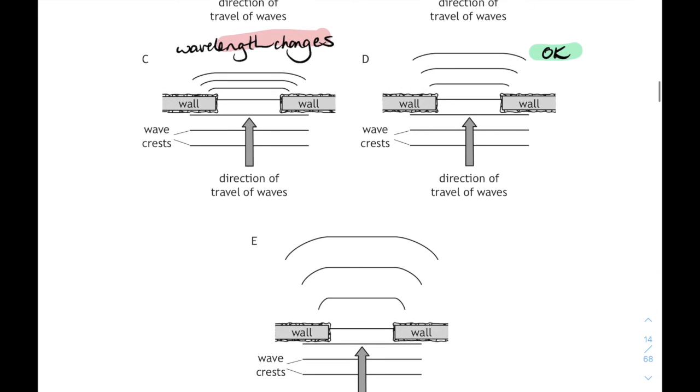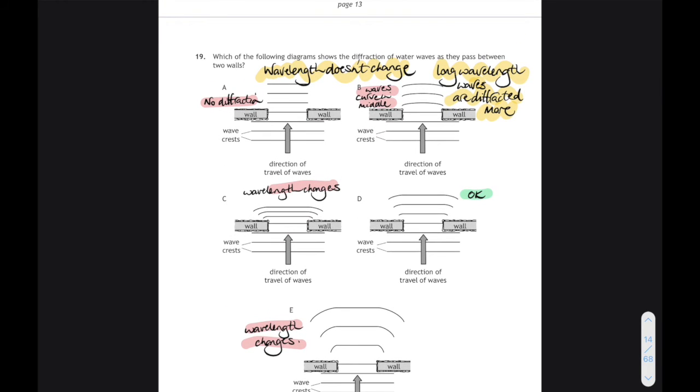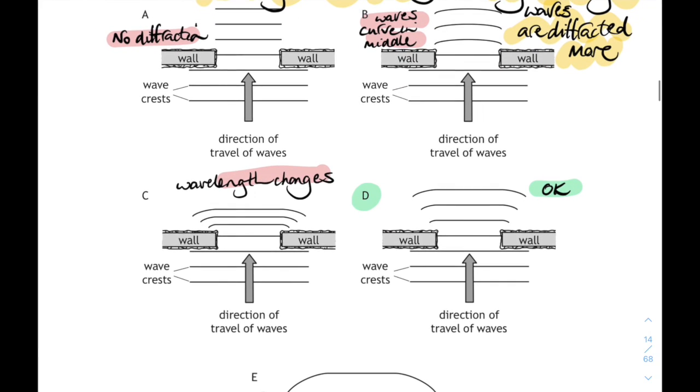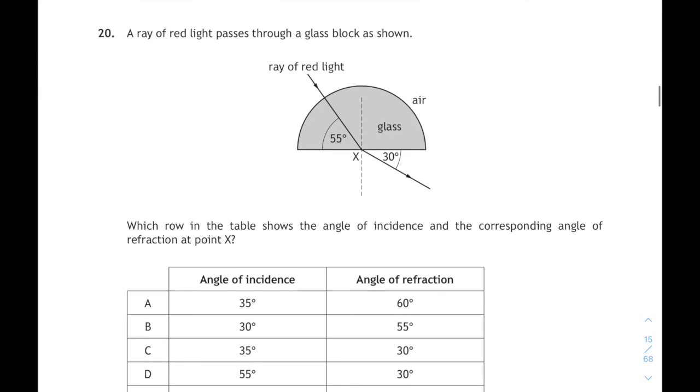What about part E? Well, part E again, the wavelength's changed. The waves are more spread out. That doesn't happen. Wavelength stays the same, so that's wrong. So, looking at all of them, the only one that looks correct is answer D. So, wavelength stays the same, but the waves are bent around the obstacle.